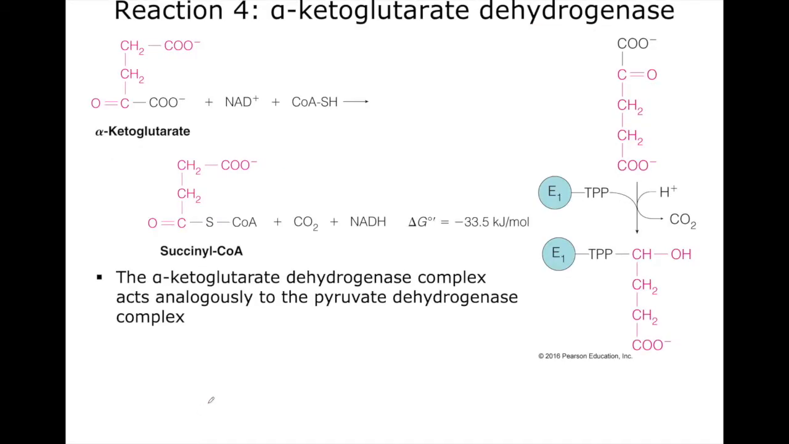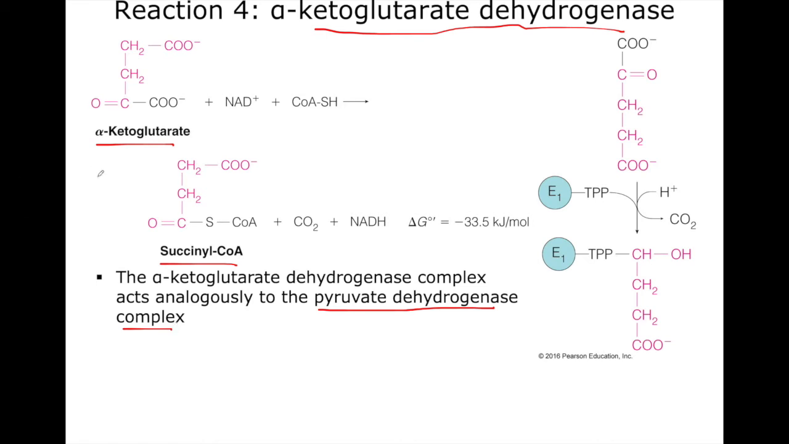So let's move on and look at reaction 4. Here we take the alpha-ketoglutarate that we just produced, and we're going to produce a molecule called succinyl-CoA. This reaction is catalyzed by alpha-ketoglutarate dehydrogenase, or sometimes the alpha-ketoglutarate dehydrogenase complex. And it's a complex because it is a multi-part enzyme. It is actually very, very similar, or at least analogous, to the pyruvate dehydrogenase complex that we talked about as a precursor step to the citric acid cycle.